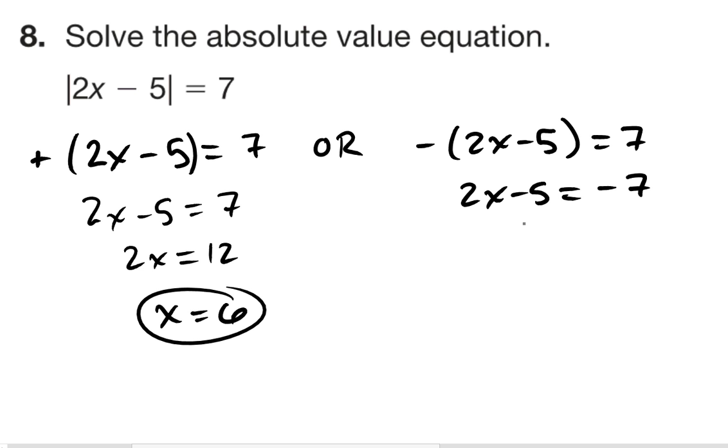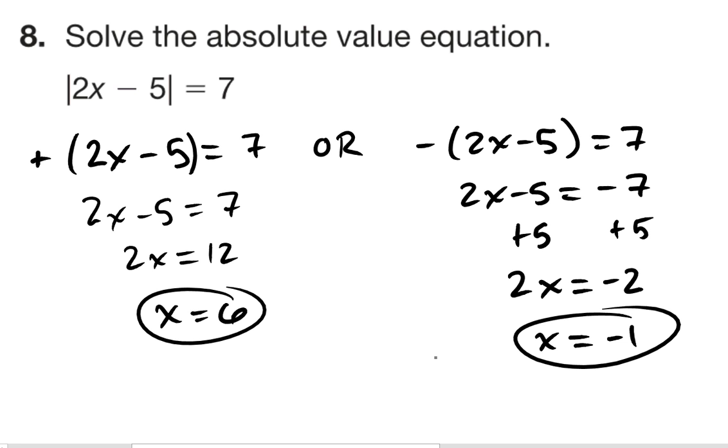Now I'm going to add 5 to both sides. That gives me that 2x equals negative 2. And finally, I'm going to divide both sides by 2. So x equals negative 2 divided by 2, which is negative 1. So the two values that make this true are x is 6 and x is negative 1.